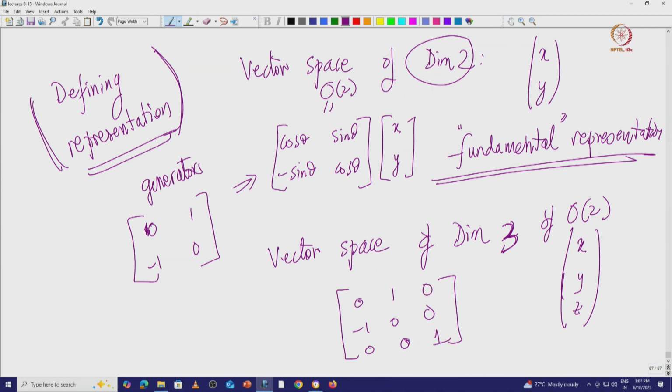It's a 3-dimensional representation, but it is still a representation of O2 because it only gives you rotations in 2 dimensions. It may be a 3-dimensional vector, but it only represents rotations in 2 dimensions. This is not a fundamental representation of O2. You can also shift this to the bottom and put the 1 on the top, or the other way around, but this is only an O2 representation of dimension 3.